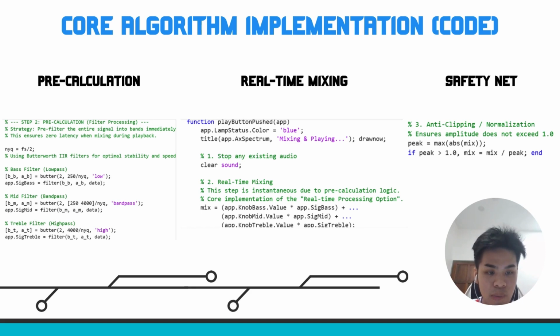And what we add in the code is a safety net, because we want to ensure the amplitude does not exceed 1.0. So although we adjust the slider, the peak will not exceed 1.0.